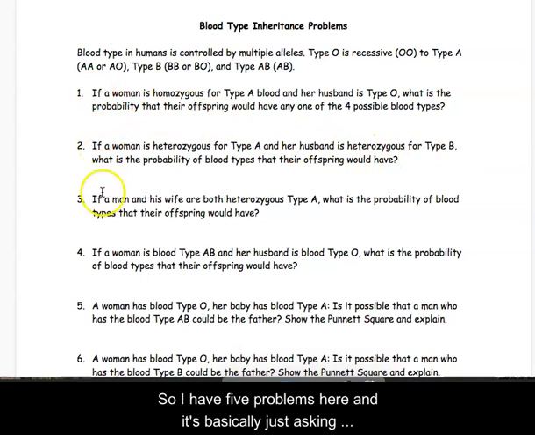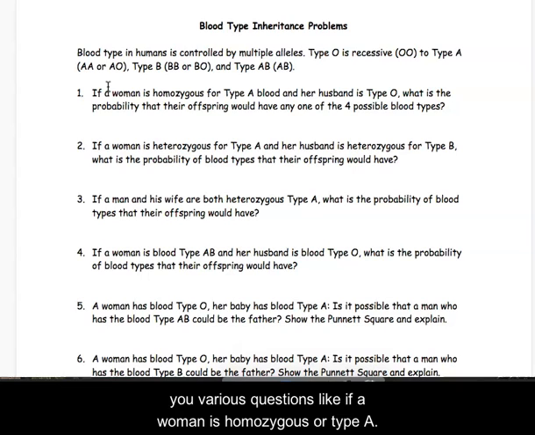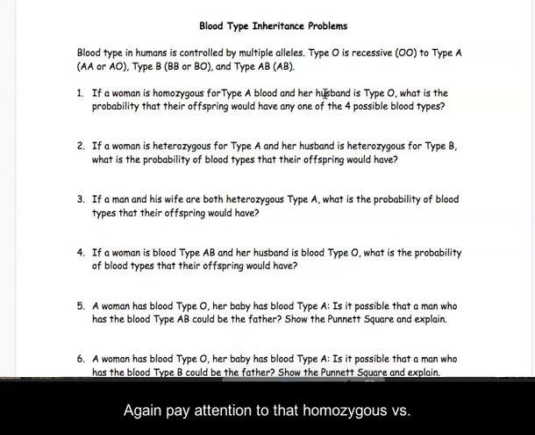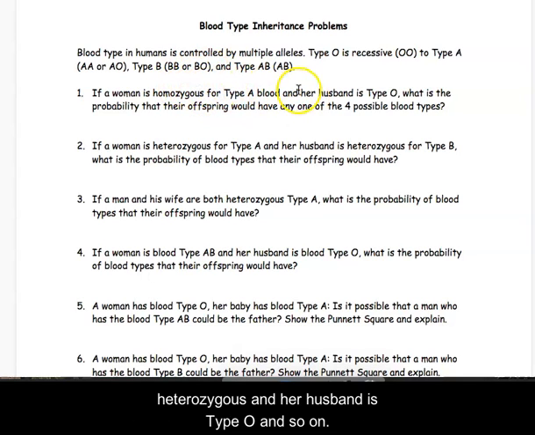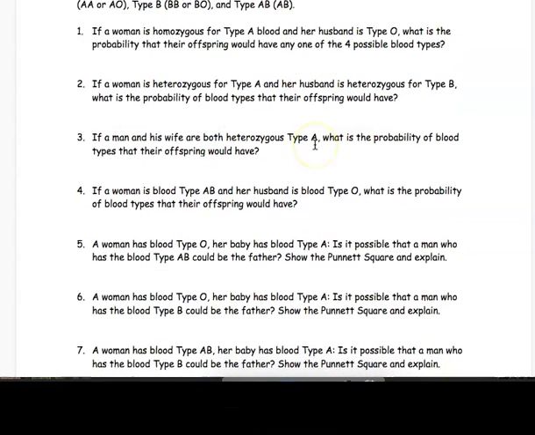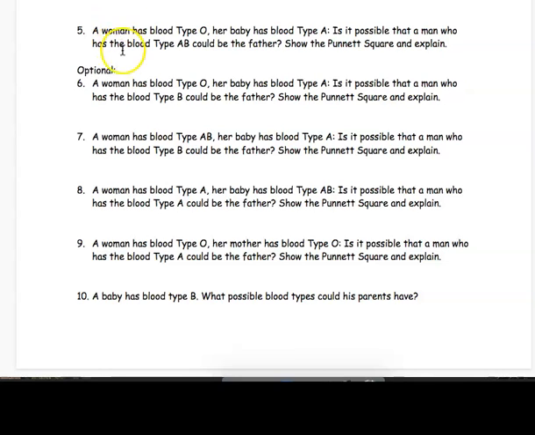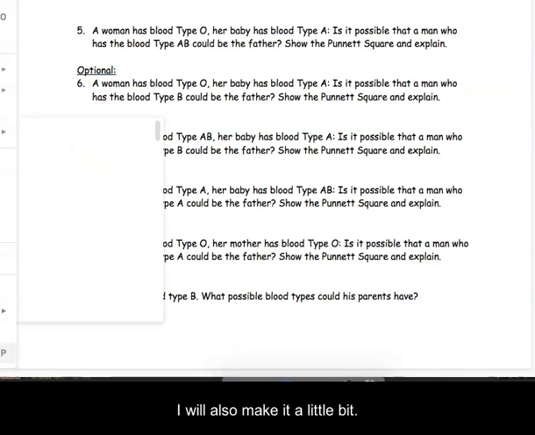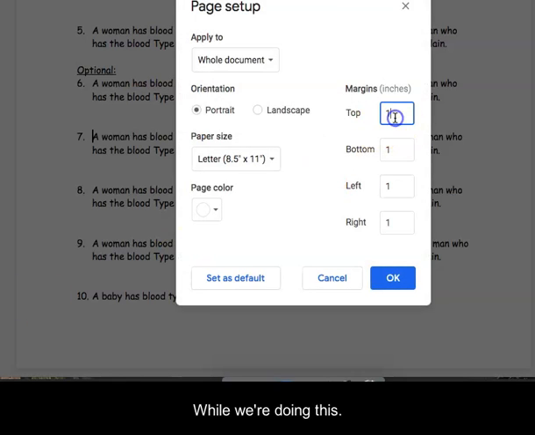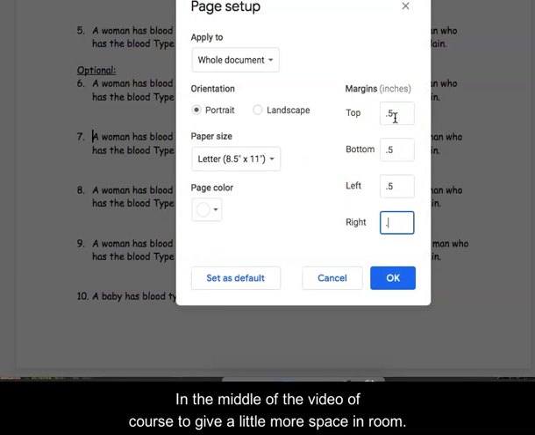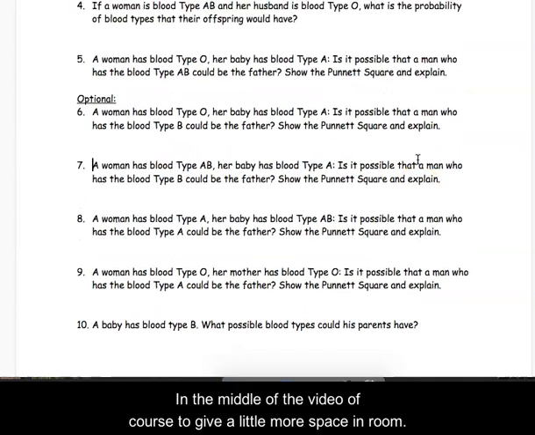So I have 5 problems here, and it's basically just asking you various questions, like if a woman is homozygous for type A, again, pay attention to that homozygous versus heterozygous, and her husband is type O, and so on and so forth. So everybody must try the first 5, and then the other ones are optional. I'll put that here too. I will also make it a little bit easier while we're doing this, in the middle of the video, of course, to give a little more space and room.